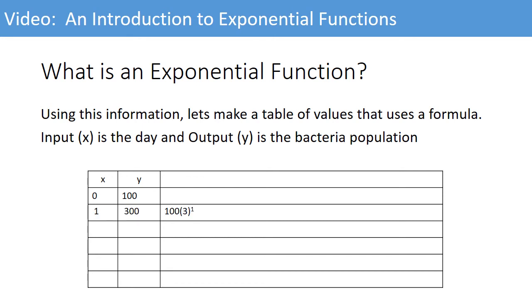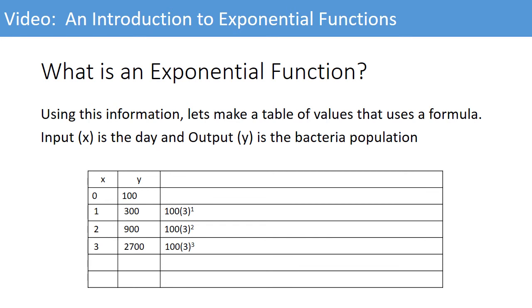For 1 day, we tripled. Now, we could represent that as a formula: 100, the initial value, times 3, the growth rate, to the exponent 1, the length of time we're measuring our growth over, 1 day. Now, we can do the same thing for day 2. Initial value 100, triple, 3, and this is day 2.